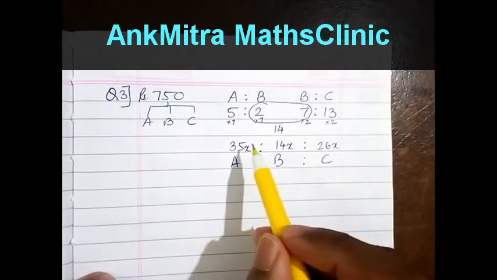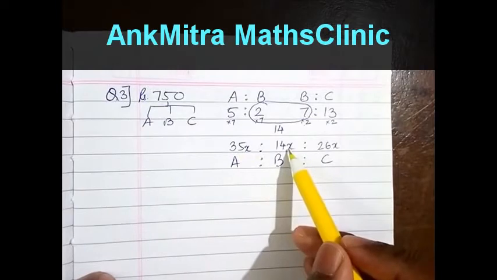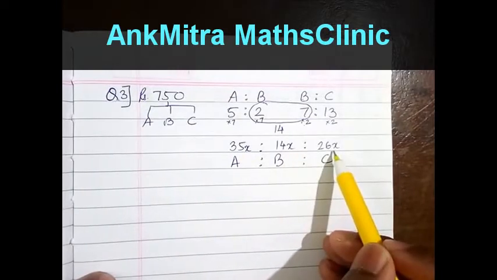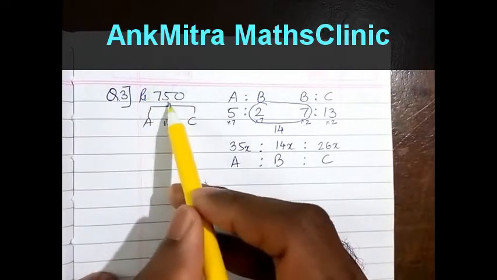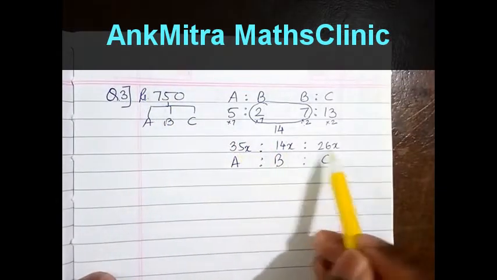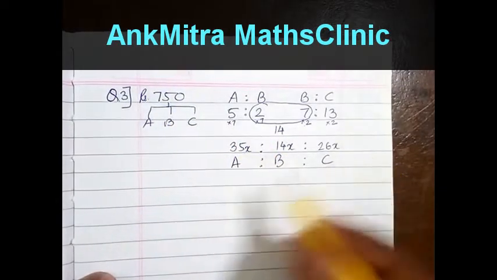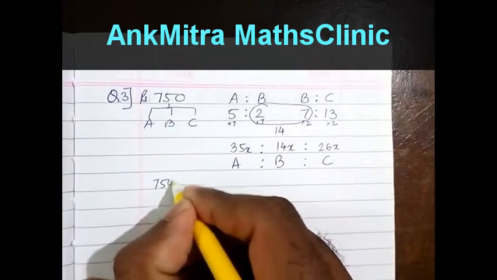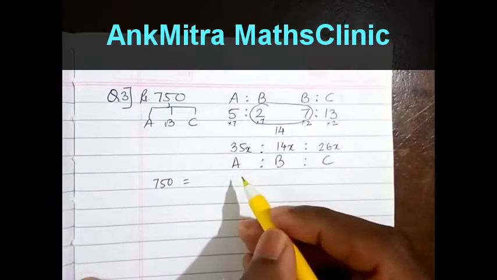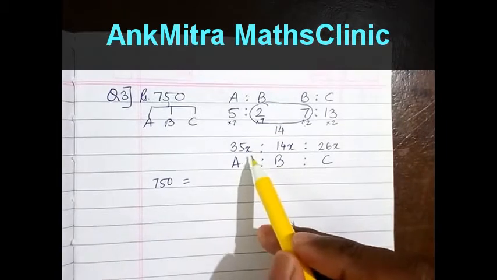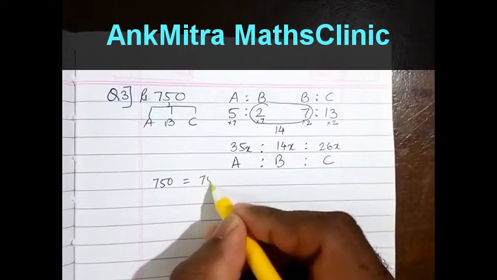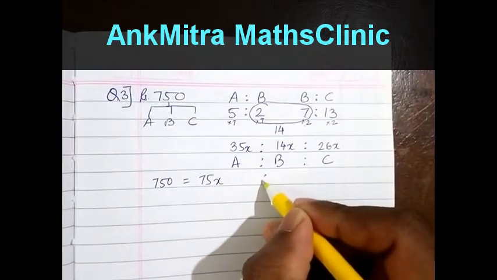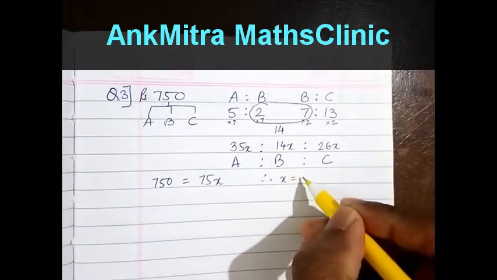So we have 35x plus 14x plus 26x is equal to 750, right? The total amount is 750 and is distributed in this fashion. So the total value, 750, will be equal to 35x plus 14x plus 26x, which comes to 75x. Therefore x is equal to 10.